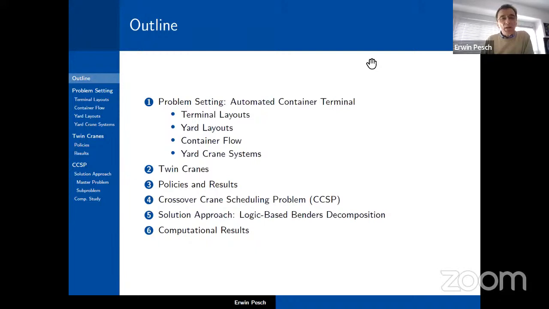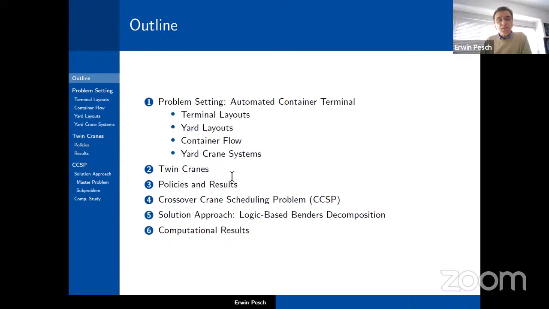Let me briefly give you an outline of my presentation. First I will talk about the problem settings, the automated container terminal, the seaport terminal. You can think of any seaport terminal. I mainly think about Hamburg because our experience was made in Hamburg. So I will say something about the terminal layout, the yard layout, the container flow, and the cranes that are available there.